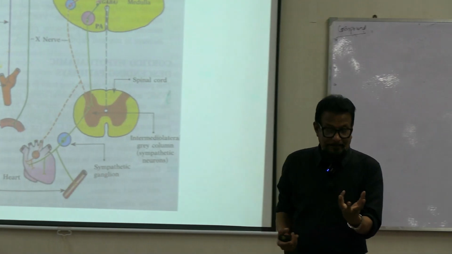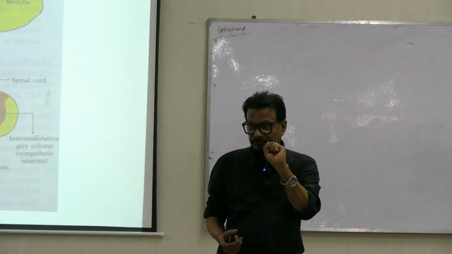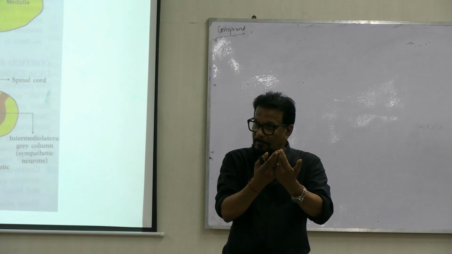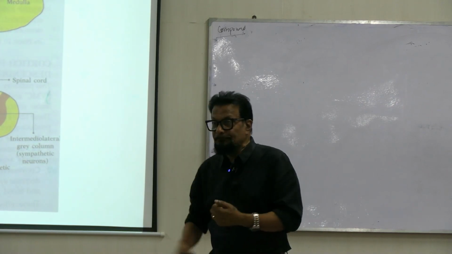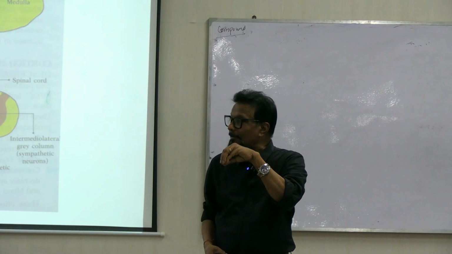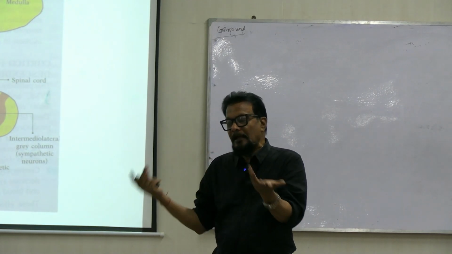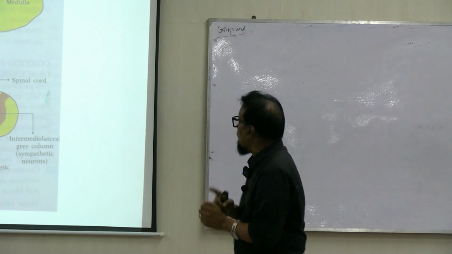So the sympathetic division will increase cardiac activity and vasoconstriction, so blood pressure will be increased. The parasympathetic nerves will reduce the activity of the heart. As a result, cardiac output and stroke volume will be reduced and blood pressure will be reduced.